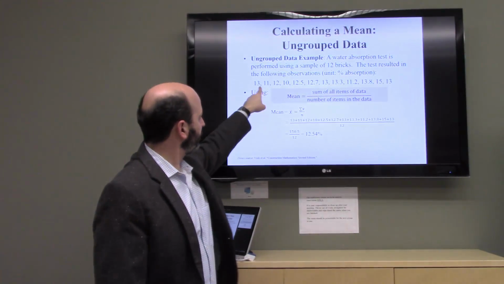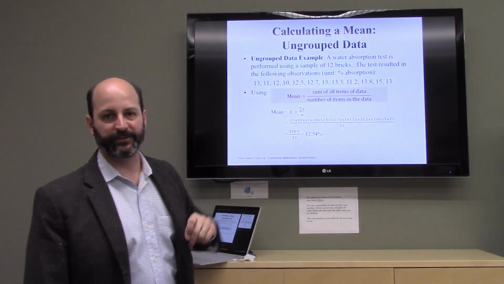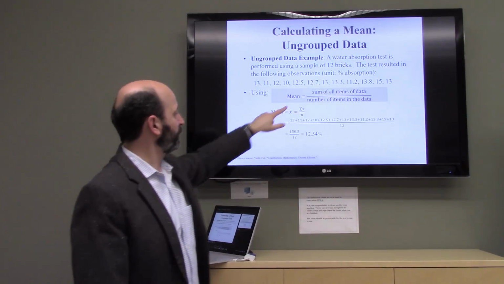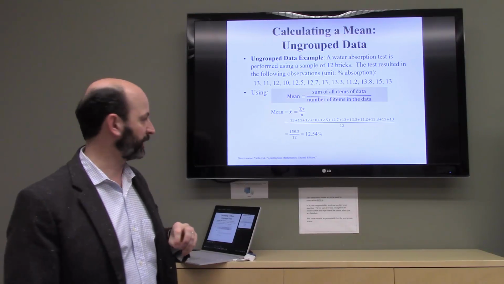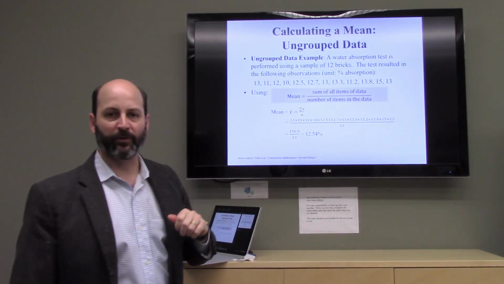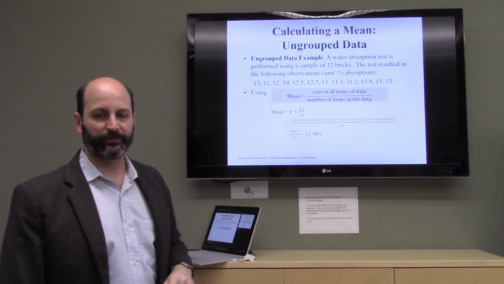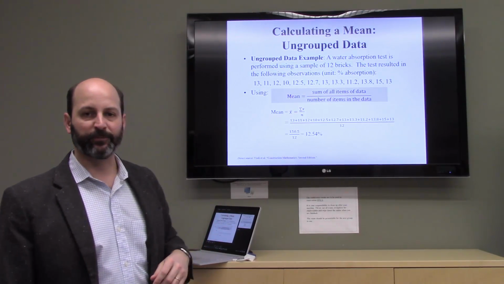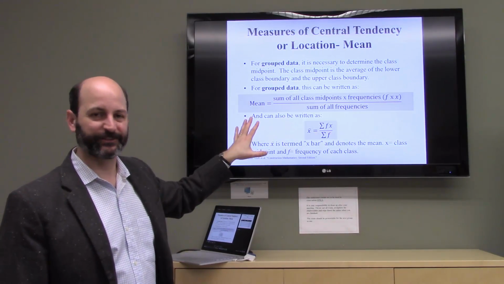We know that this is the raw data across that line right there. It turns out that there are 12 individual observations. That would be our n, the denominator of the equation. The numerator is summing up all of the different observations that we have from testing the bricks. If we add all those up, we get 150.5. The total number of observations is 12. And that equals 12.54%. That's the percent absorption that would be the mean for that raw data. I'm sorry, for those ungrouped data, I should say, not to confuse you.